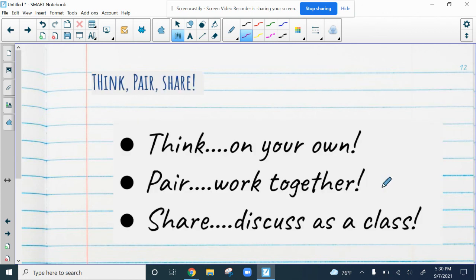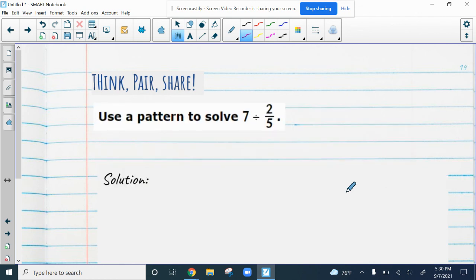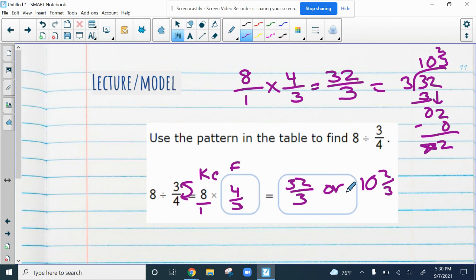All right, let's take a look at what the next one looks like. Actually, these are going to be our think, pair, share. So we're going to stop right there for now, and we will continue this after.